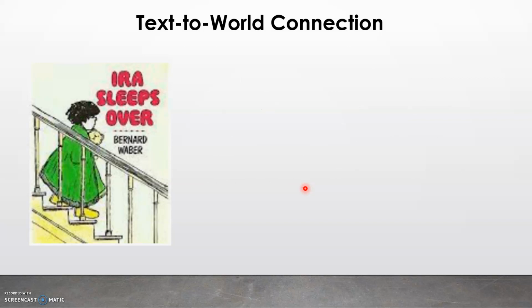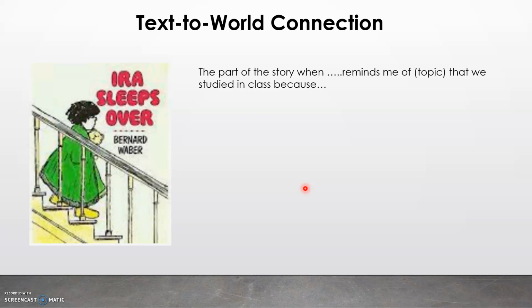Now, text to world connections are tricky ones, so I've given you a couple of prompts here to help you out. The part of the story when, and you tell me what part of the story you connect to, reminds me of a topic that we have studied in class because. And I thought we could go back to our writing strategy Show, Don't Tell. So maybe you can connect to a part in the story where a character is showing how they feel because of the way they look, their body language and things like that, because we are studying the writing strategy Show, Don't Tell in class.